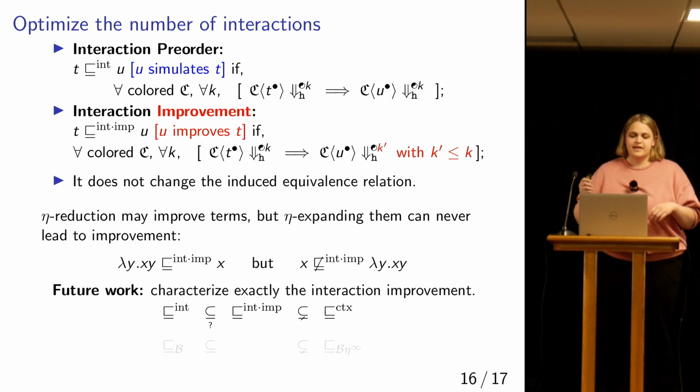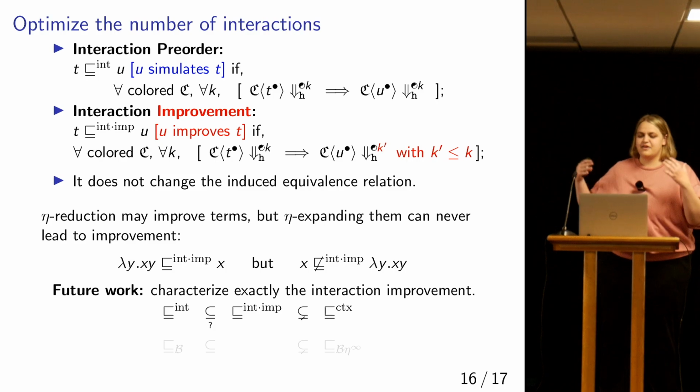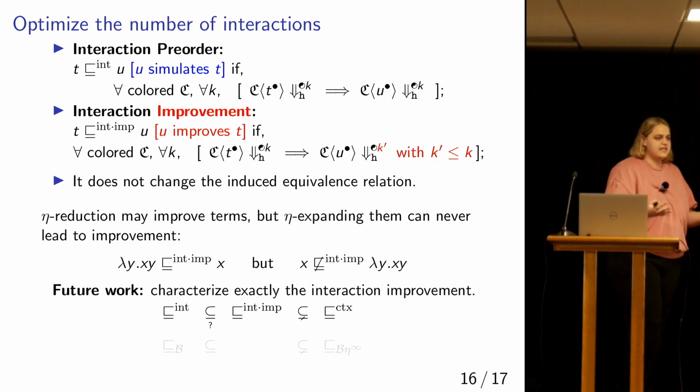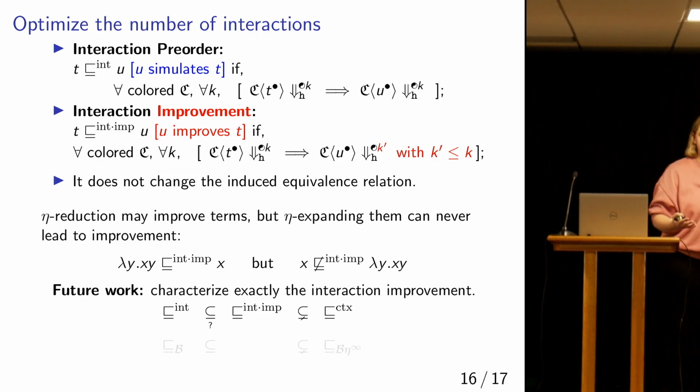So when I told you about the definition of interaction preorder, maybe you would have expected something different, in that the interaction preorder just means that U simulates T, means that U can handle more cases than T, but when it handles the cases, it has the same amount of interaction. Whereas maybe you would have expected something along the lines of the interaction improvement, which says that U actually improves T. It can handle all the same cases, maybe more, but in the handled cases, it can actually do better.